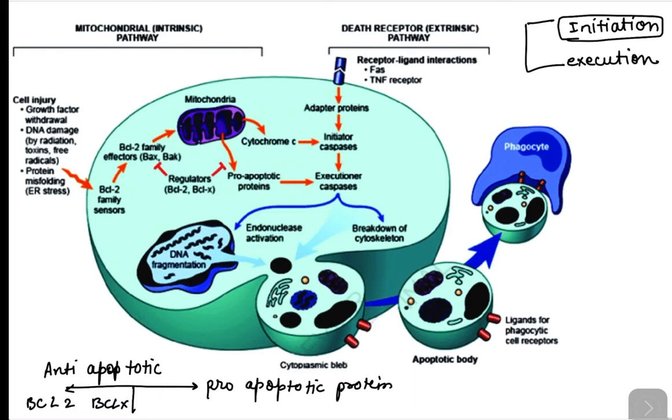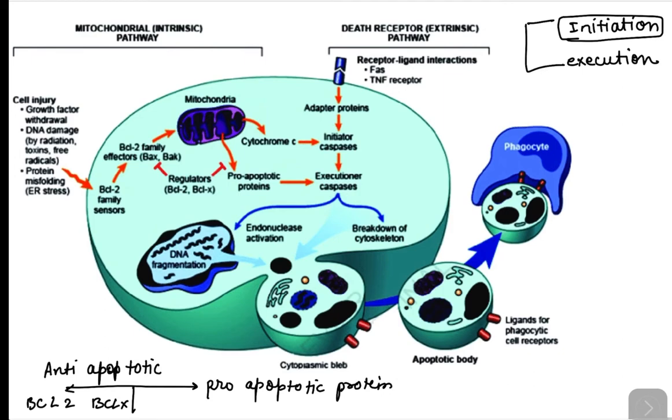But when there is a cell injury like growth factor withdrawal, DNA damage, protein misfolding, this will lead to the activation of sensors like p53. Now this will activate the pro-apoptotic proteins. There will be leakage of cytochrome C and other proteins, and there will be the activation of caspases.